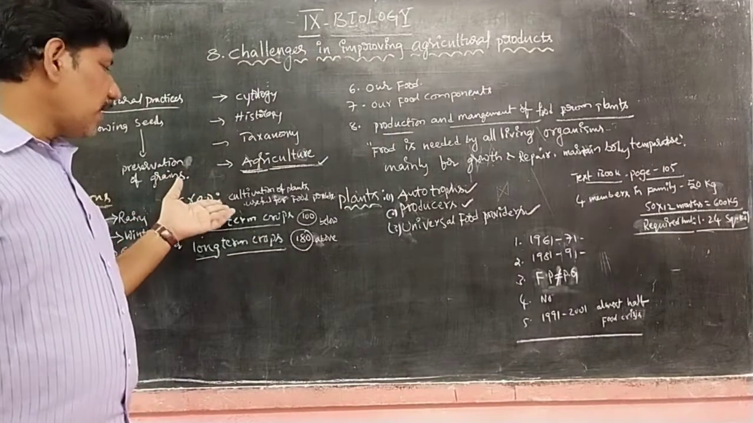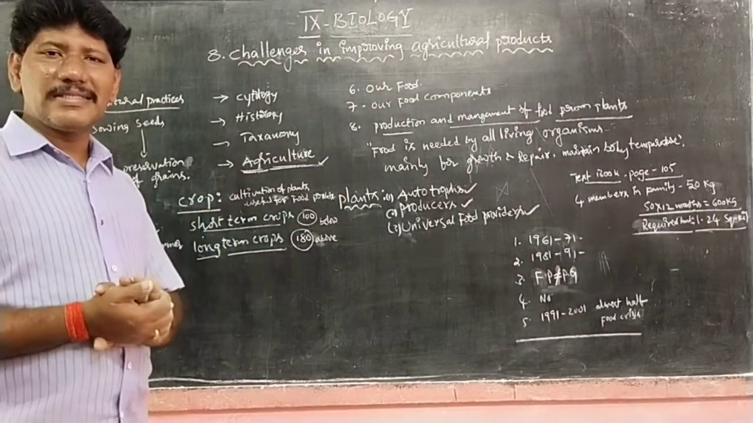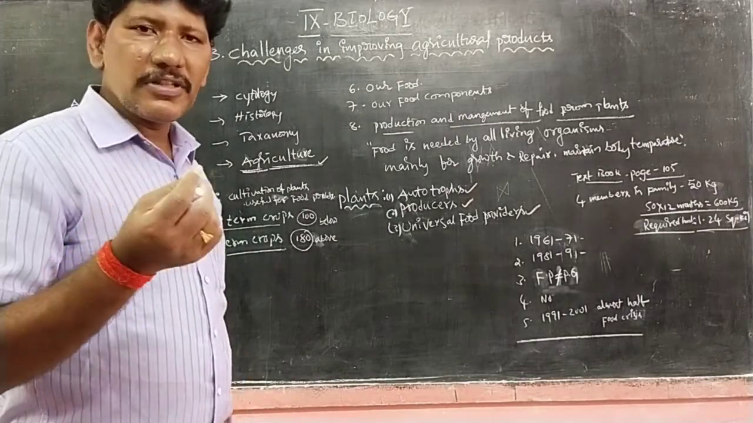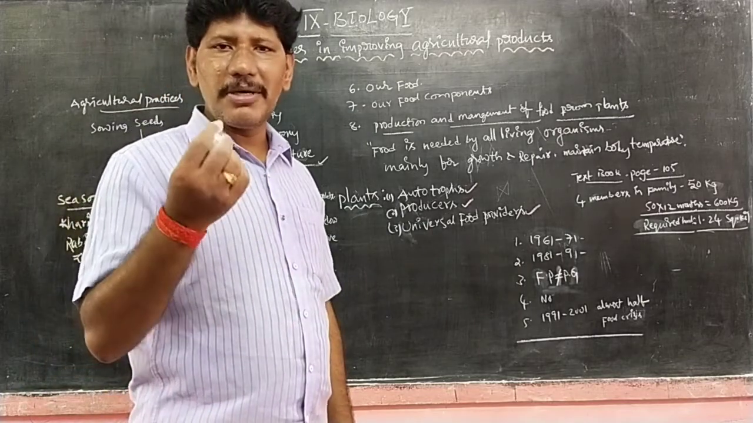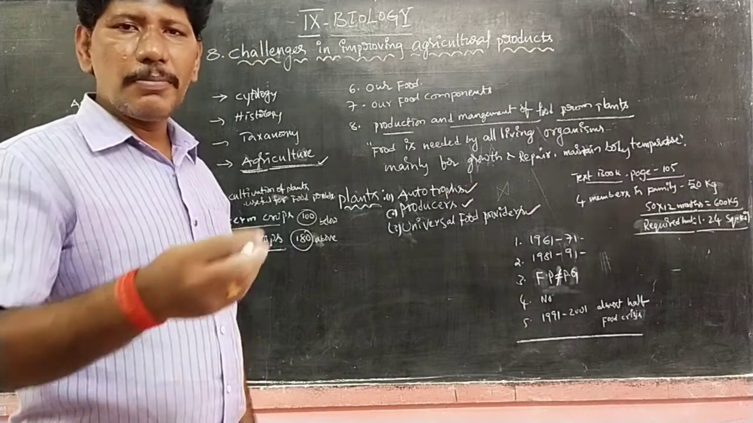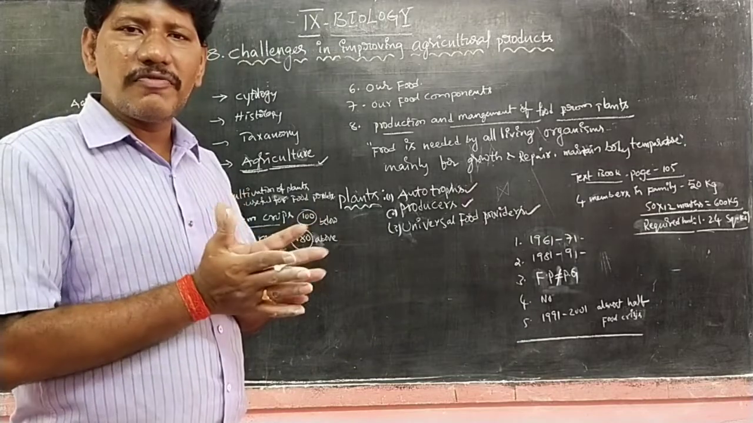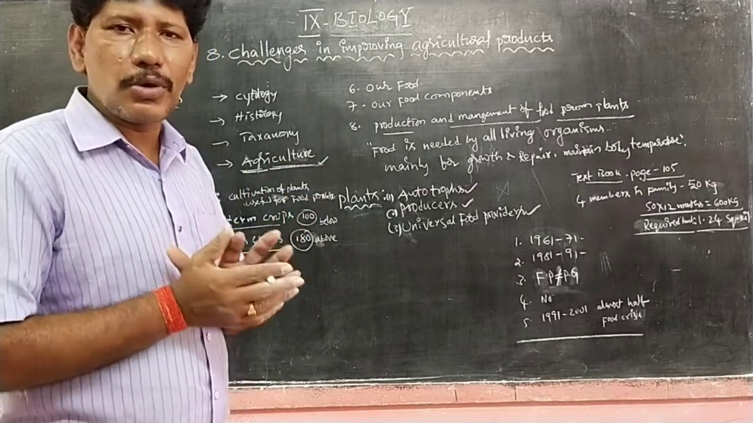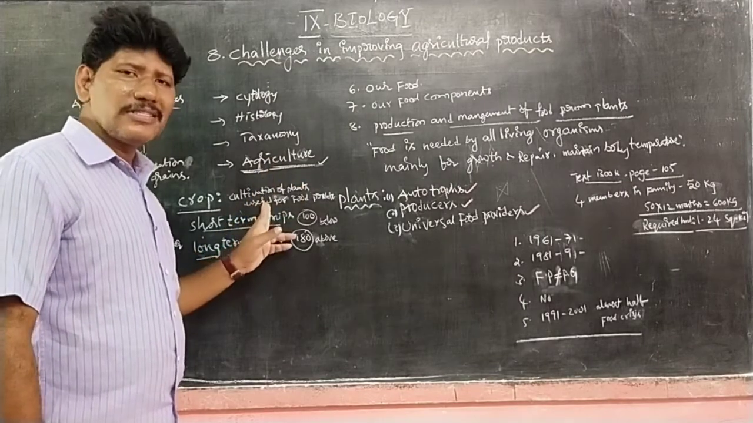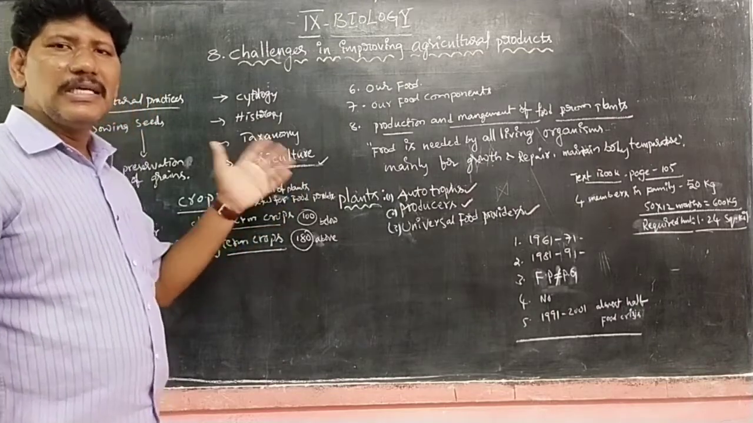Next, what do we mean by crop? A crop is the cultivation of the same type of plants, a huge number of plants, mainly meant for useful food products. That we call a crop. For example, a paddy crop means we are cultivating paddy plants in huge numbers, mainly for our food products. The process of cultivation of these crops is called agriculture.